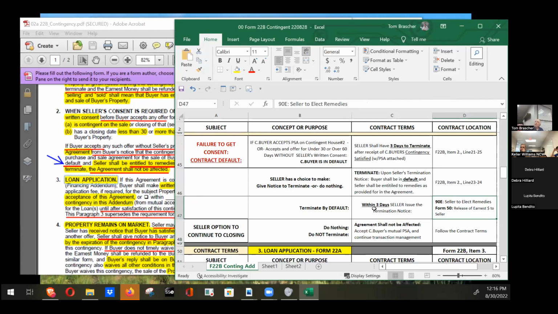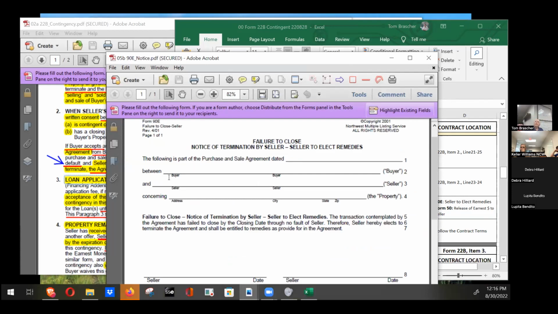90E, seller to elect remedies. 90E. I thought I had that up here. Where is it? So I pull up 90E, notice to terminate the seller and elect the remedies.